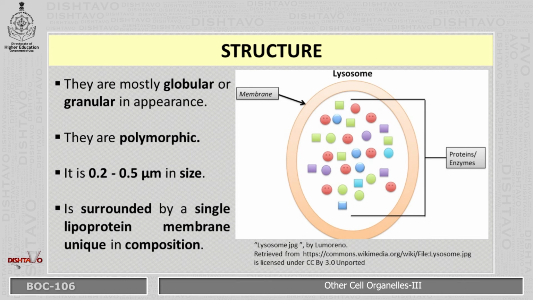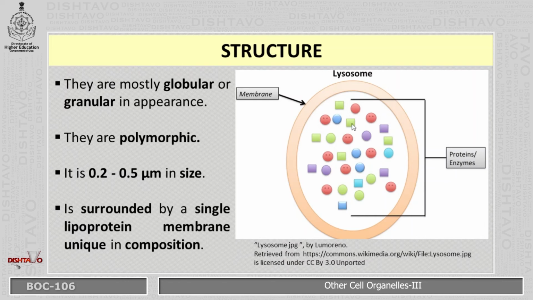They are mostly globular. If you see this structure, they are globular or granular in appearance. The structure shows the outer membrane, and it shows the proteins and the enzymes. They are polymorphic. It is 0.2 to 0.5 micrometer in size. It is surrounded by a single lipoprotein membrane.